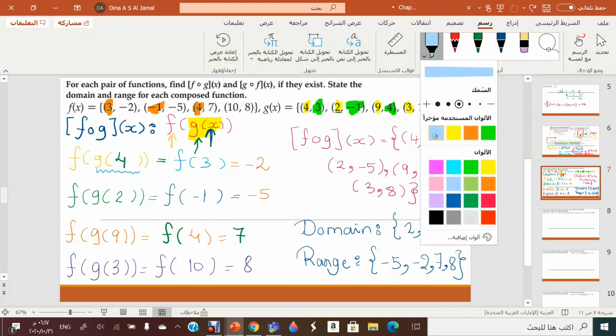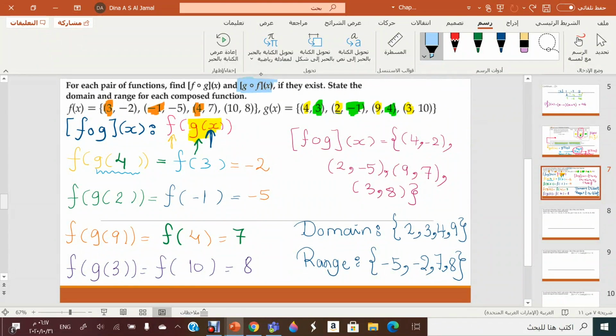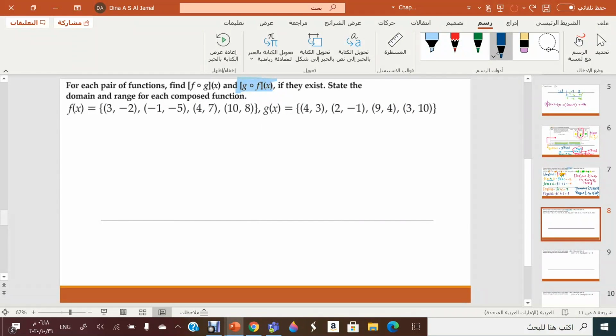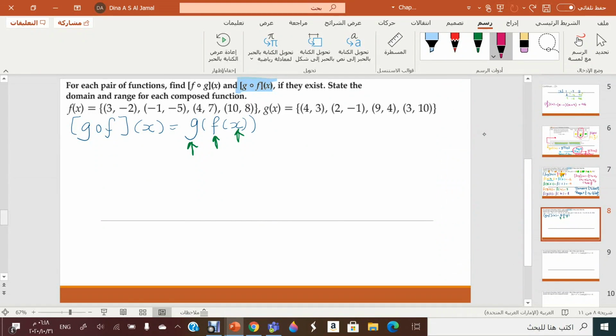What is the second part? He would like me to find g o f. This is the same question, but you need to find g o f. So what do I mean by g o f of x? That means you must put g and inside it f of x. So if you would like to use the method of the arrow, that means you have to go to the x first, then f of x, then g of x. Okay, from inside until you go to outside.